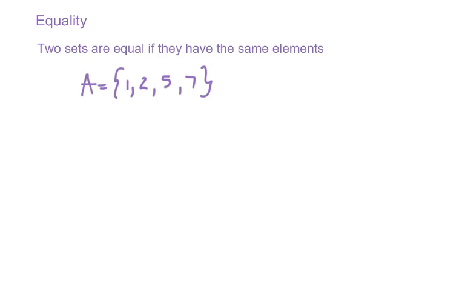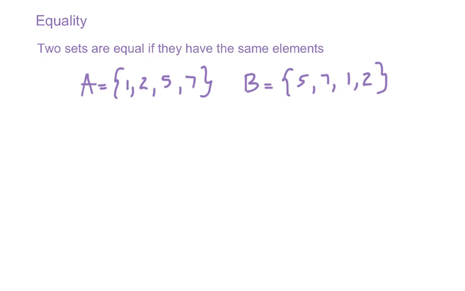Next, let's look at the equality of two sets. Two sets are equal if they have the same elements. So let's look at our set A and let's look at our set B. Now in this example, I'm saying that set A and set B are equal because they have the same elements.